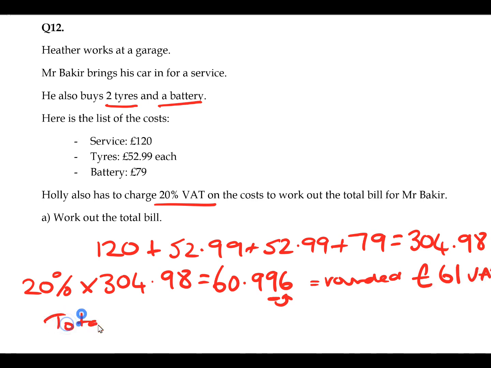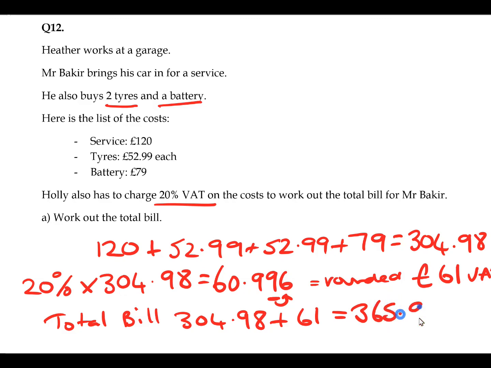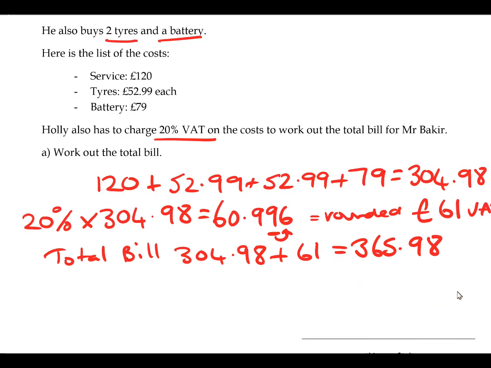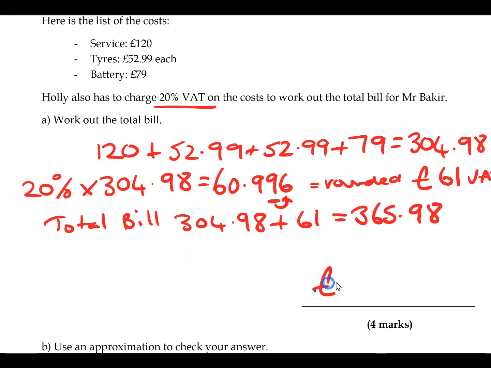So the total bill is £304.98 plus the £61 VAT, which is £365.98. So on your answer line, £365.98 would be the total bill. And that's worth 4 marks.